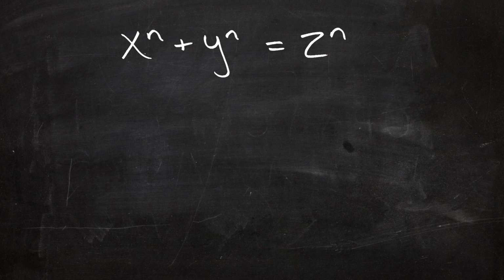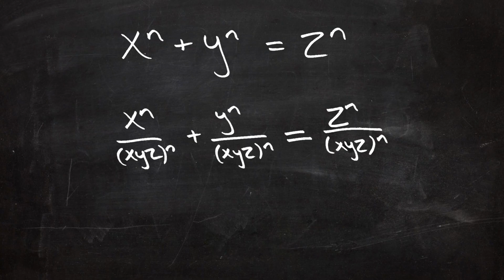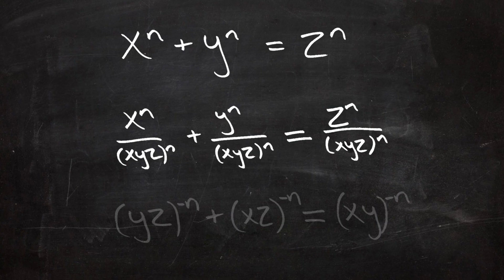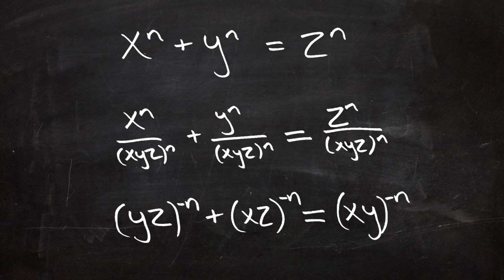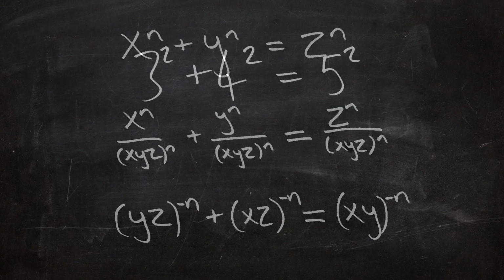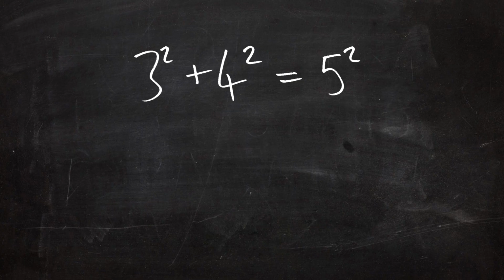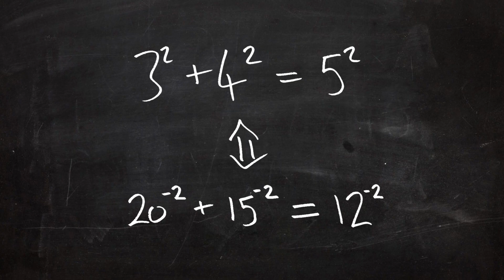Incidentally, whenever we have an integer solution with a positive exponent n, we automatically have an integer solution with a negative n. So if we take x to the n plus y to the n equals z to the n, and we divide through by x times y times z to the power n, we will get an integer solution with a negative exponent. So if I took an example like 3 squared plus 4 squared equals 5 squared, that will correspond with 20 to the power minus 2 plus 15 to the power minus 2 equals 12 to the power minus 2. And this works in both directions.